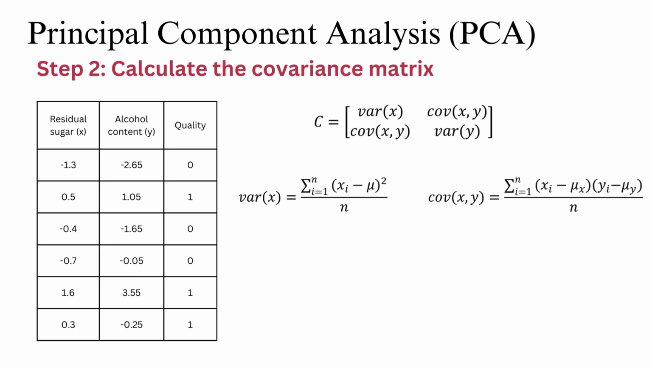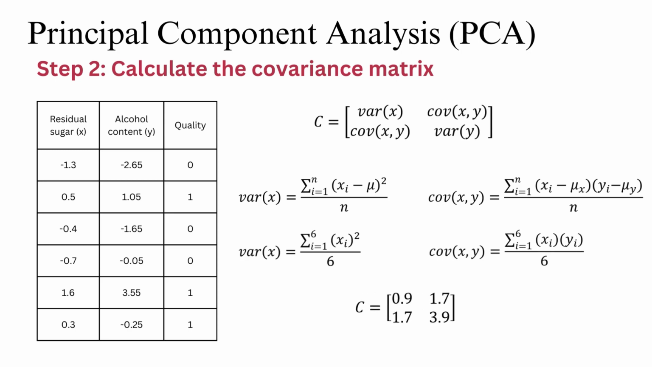Since we already did mean centering on our data, the mean for both of the variables is 0 in our case. So the equations can be further simplified. Based on this, the covariance matrix is calculated.